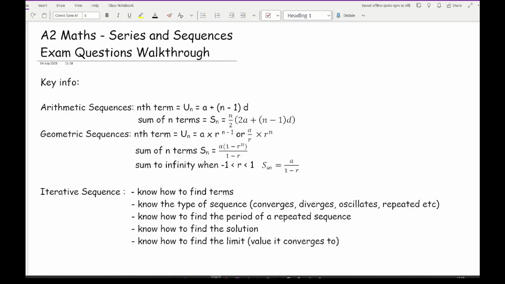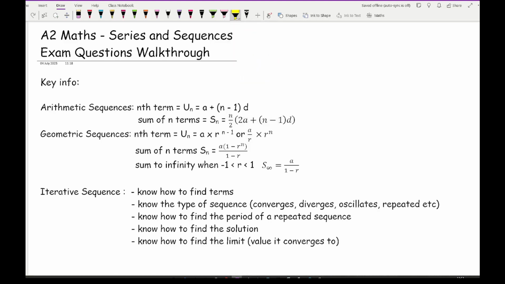Now before we get started, let's just have a quick overview over some of the key formulas and some of the key things you need to know about each of the series and sequences covered in this particular topic. So starting with an arithmetic series, you need to know what the nth term is, which is un equals a plus n minus 1 d, and the sum of n terms. For a geometric sequence, you've got the nth term, the sum of the n terms formula. We've also got the sum to infinity when r is between -1 and 1, inclusive of those numbers. And here we've got each of those formulas.